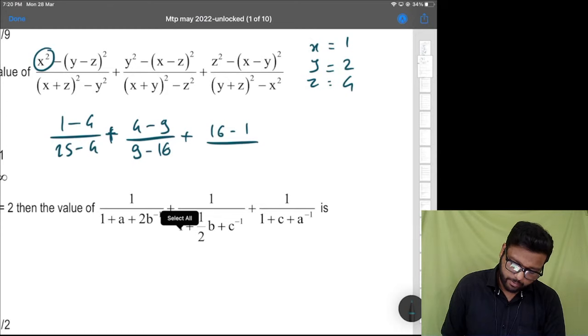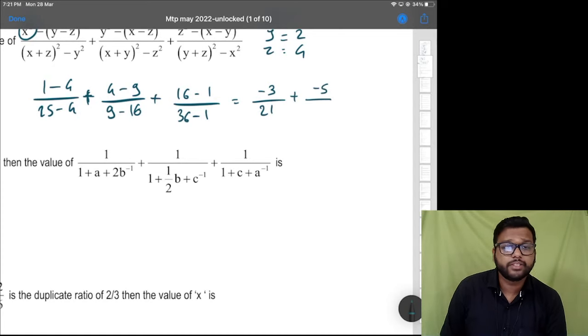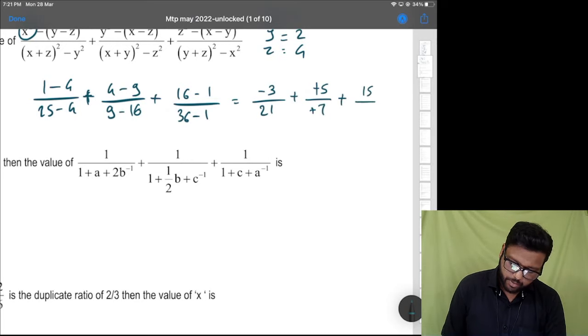Upon y plus z bracket square is 36, minus x square is 1. Fine. So that is going to be minus 3 by 21 plus minus 5 by 9 minus 16 is what? 4 minus 9 is minus 5, right? 9 minus 16 is minus 7. So plus 5 by 7 plus 15 by 35.